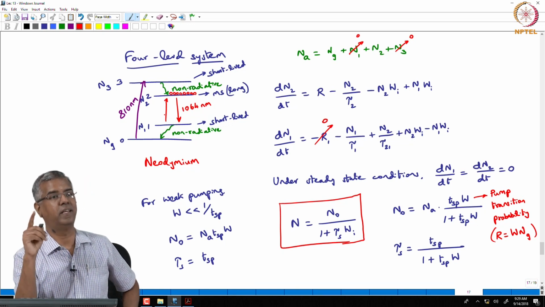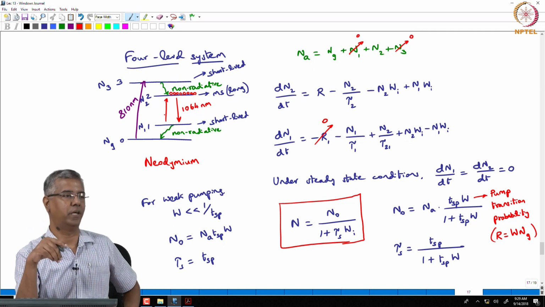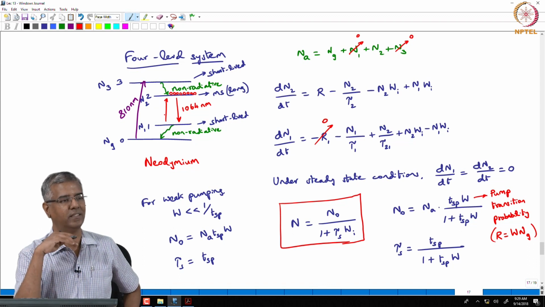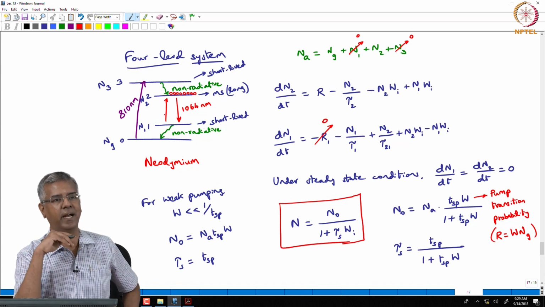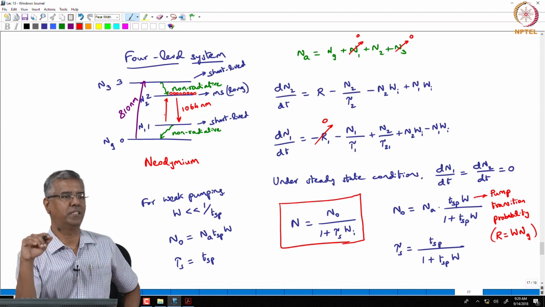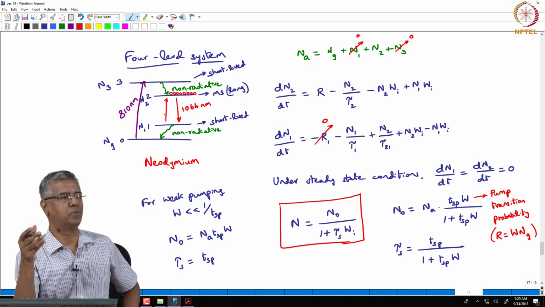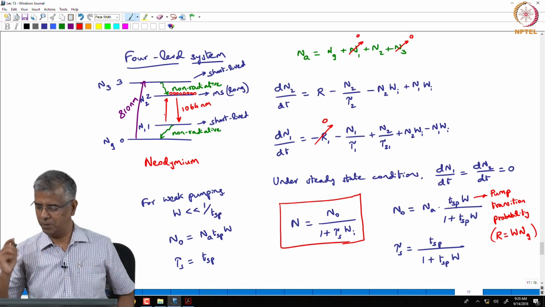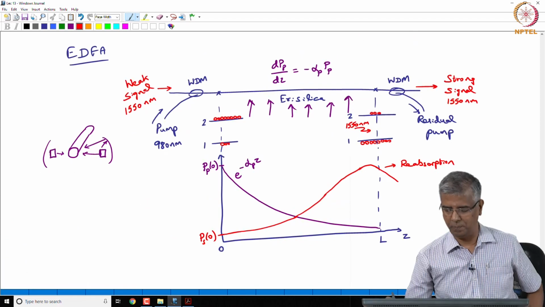Okay. But in a 3-level system, you have to worry about it, because if you are not exciting your rare earth atoms, they are all sitting in the ground state and they can actually reabsorb the signal. Okay. So that is something to keep in mind.